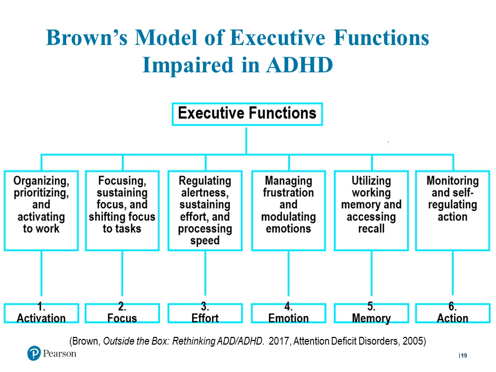The 5th area is memory, and this is focusing on working memory and accessing recall. And then finally, the action construct, which involves monitoring and self-regulating action. So this would be the self-management area. And the Brown Executive Function Attention Scales will have items that reflect each of these 6 areas.